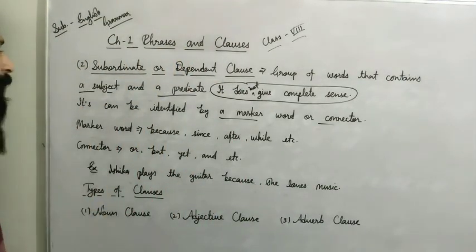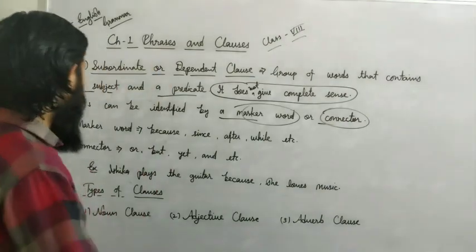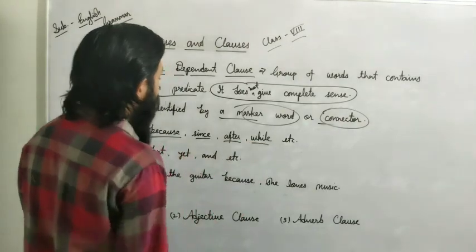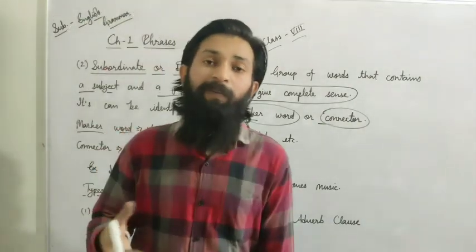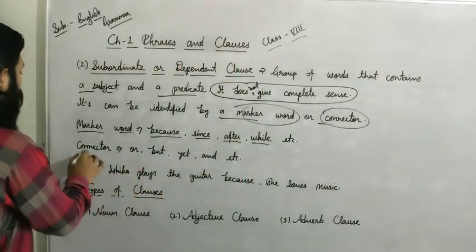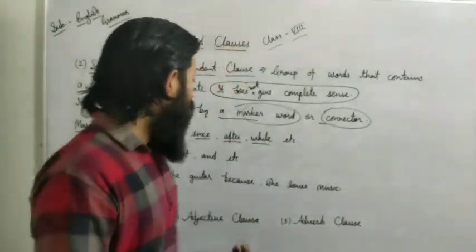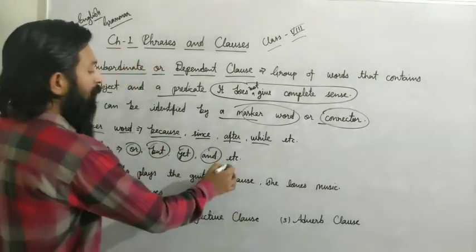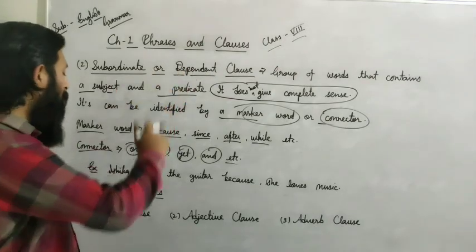What do we mean by marker word and connector? Marker words, as I already mentioned here, are because, since, after, while. These types of words are known as marker words, because they mark the reason why the second dependent clause is going to be written. And a connector is a conjunction, whichever word is used for connecting two sentences, like or, but, yet, and many more. I wrote etc. here.